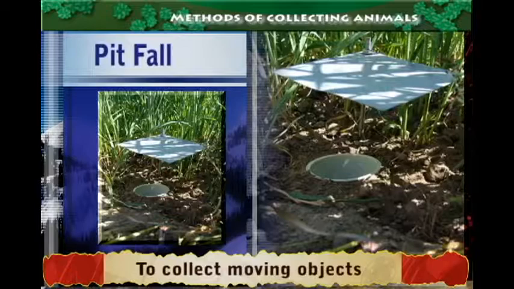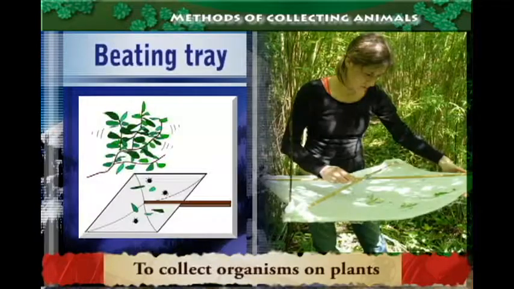Then the last one which we can use is a beating tray. The beating tray is a tray which can trap insects. For example, you use that tray and get a stick, and if you have insects on a tree, you can hit the branches of the tree, then those insects on the branches will fall down on the tray, and then you can collect them.